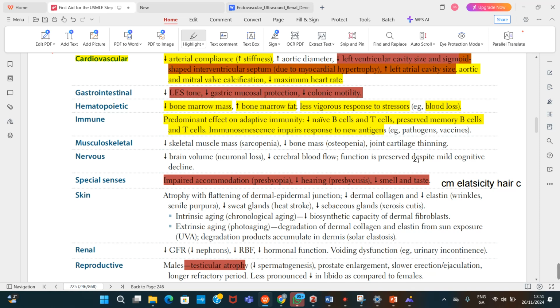So they lack the naive B and T cells. The naive T cells are like, what word can I use? They are like the raw materials that will give the B cells and the T cells.